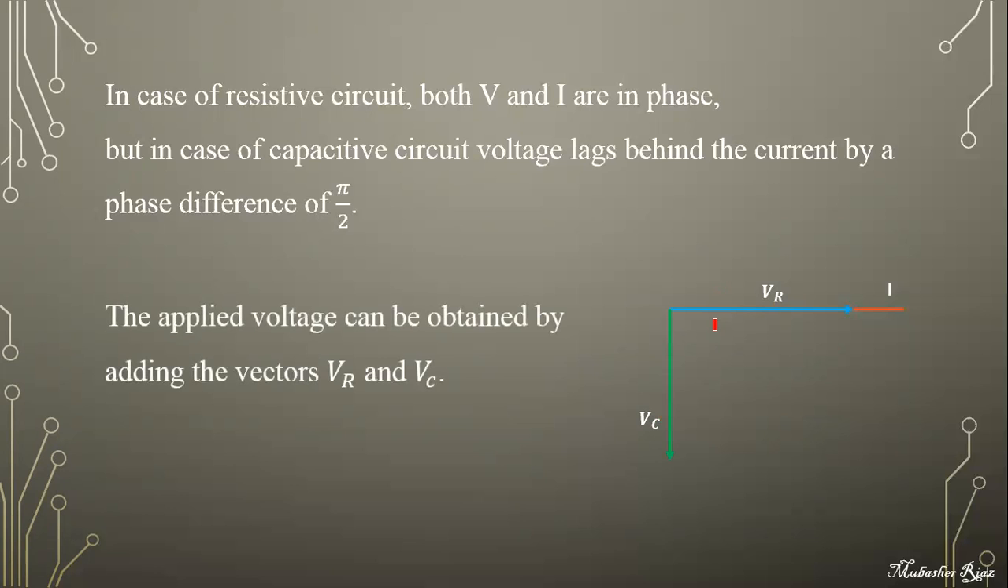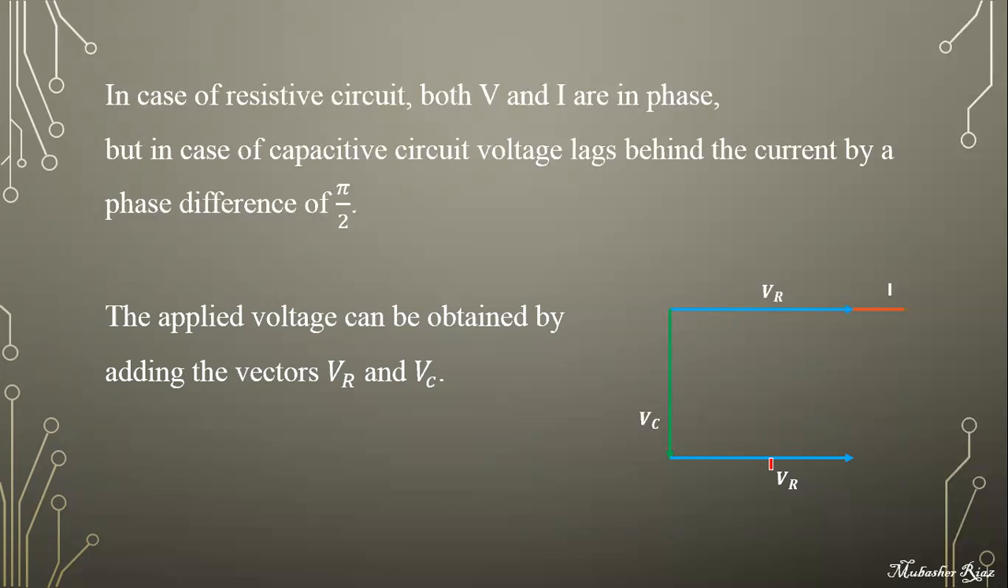So the applied voltage can be obtained by adding the vectors VR and VC. For this purpose we can use the vectors addition method. And there is a line parallel to VR. So we know that parallel vectors are always equal vectors. तो आप इस VR के parallel यहाँ ये line draw कर सकते हैं.